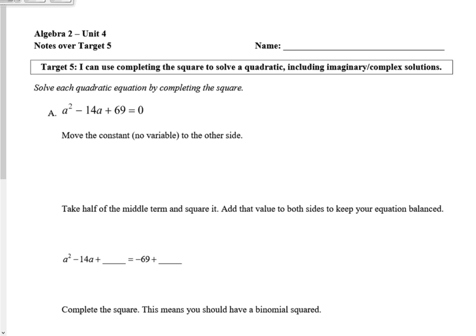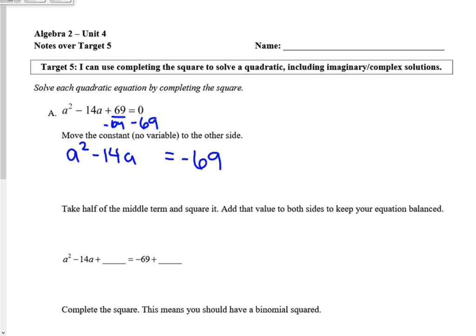So step 1 is we always want to move the constant. Remember, the constant is the number in your equation that does not have a variable or a letter next to it, to the other side. By the other side would mean the other side of the equal sign. So 69 is my constant. I'm going to subtract 69 from both sides. So I have a squared minus 14a equals a negative 69.